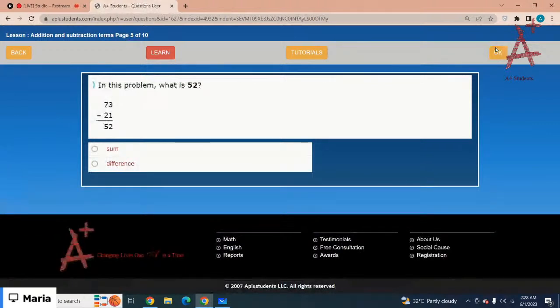Okay, in this problem, what is 52? Sum or difference? So which is the correct option? 52 is the difference of the numbers 73 and 21. Got it? So that would be the difference.